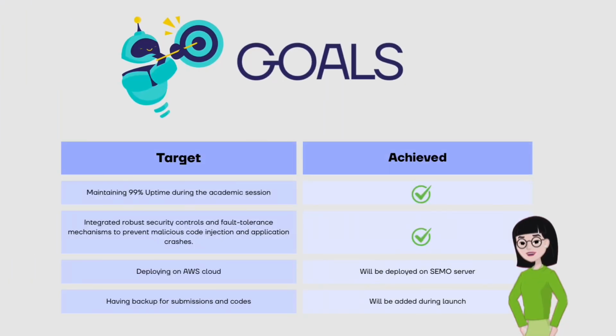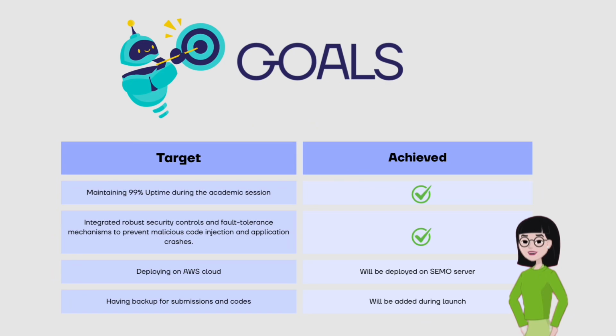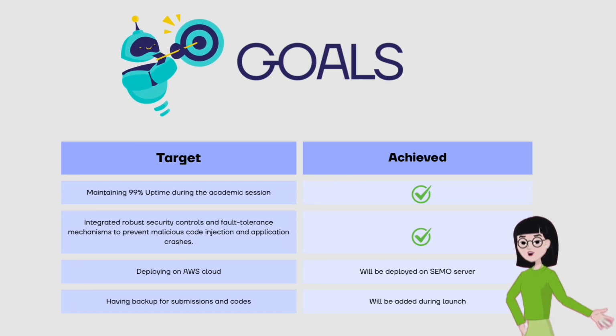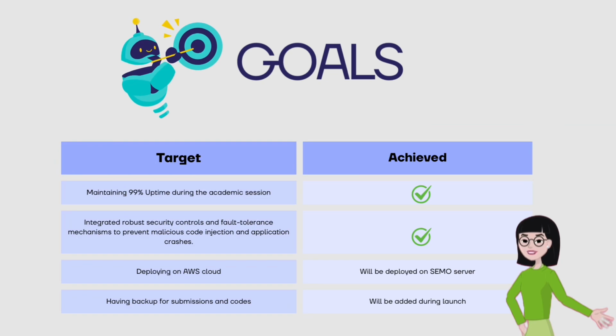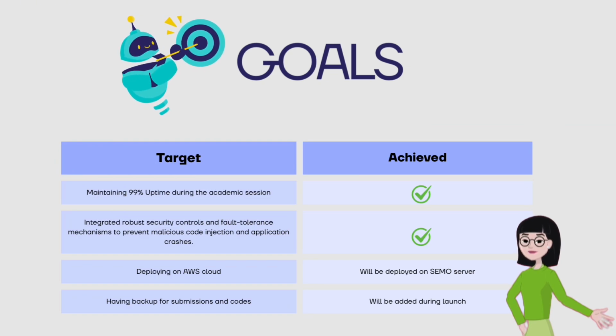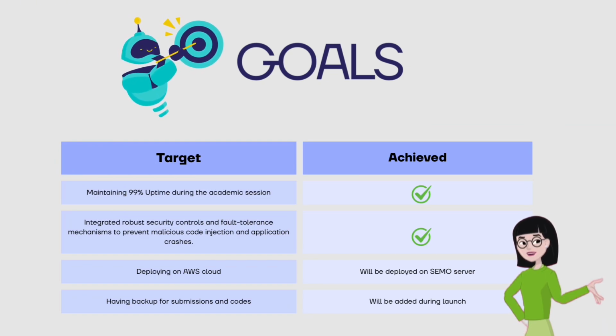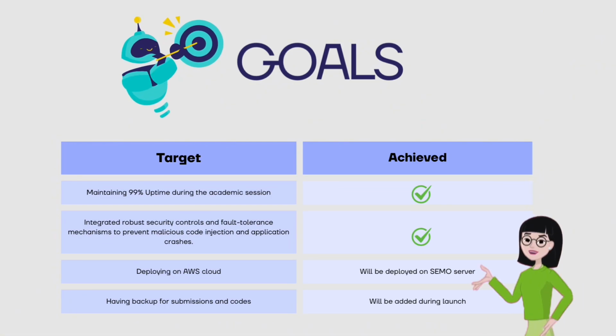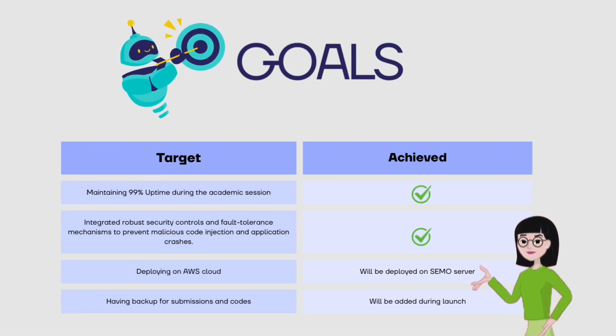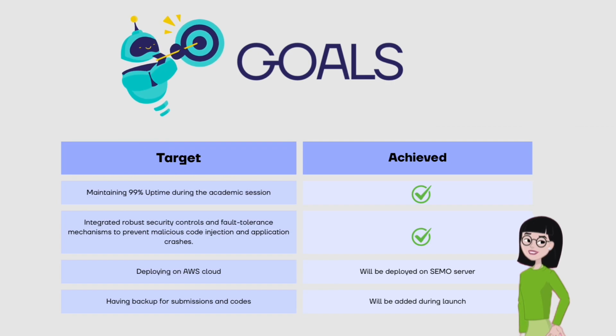Now, let's talk about the goals. In the very beginning of the semester, we set some targets and expectations about how our code should be and how our app should be working. So, first was maintaining 99% uptime during the academic session, and luckily we have achieved that. Second was integrating robust security controls and fault tolerance mechanisms to prevent malicious code injection and application crashes as we are using a sandbox inside our app. We have achieved that as well.